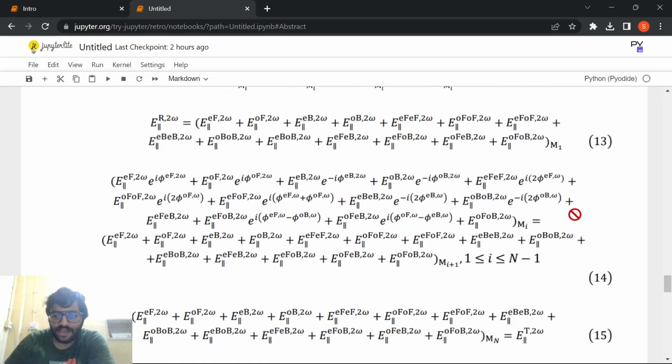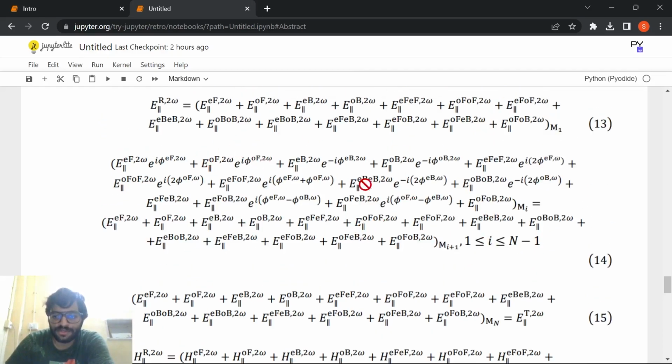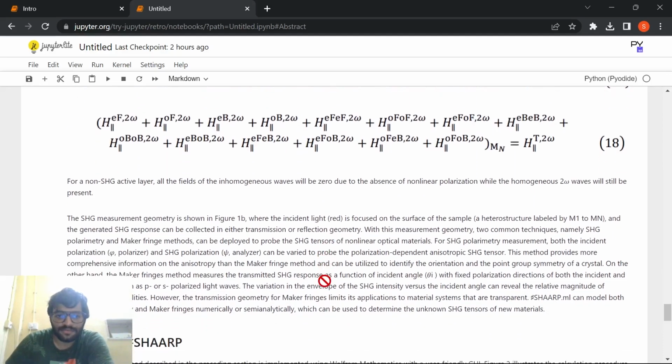And at the first layer, all the layers in between, and the final layer, we have about 14 terms on the two sides of the equality. Similarly for the magnetic field. For a non-SHG active layer, the polarization term will be 0, so all the inhomogeneous waves will be 0, but there will still be homogeneous 2 omega waves.